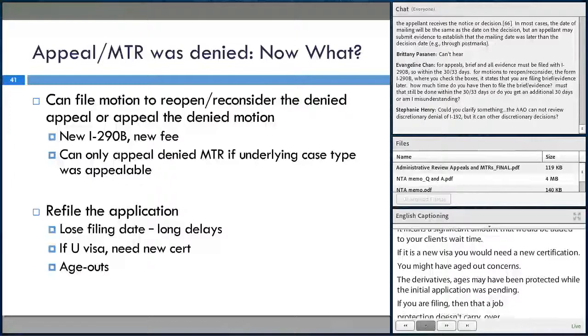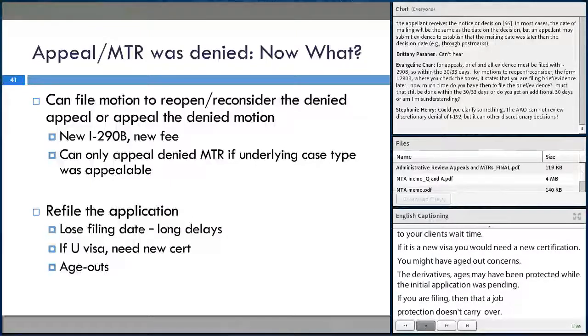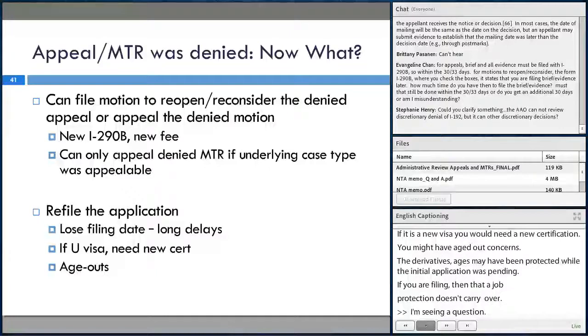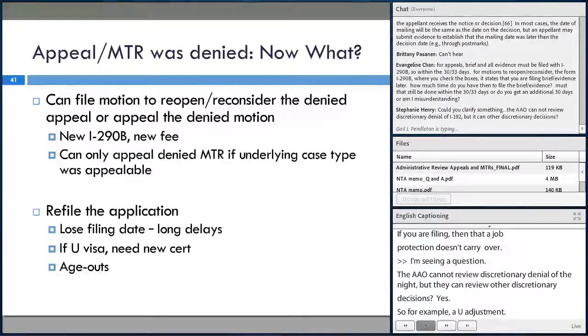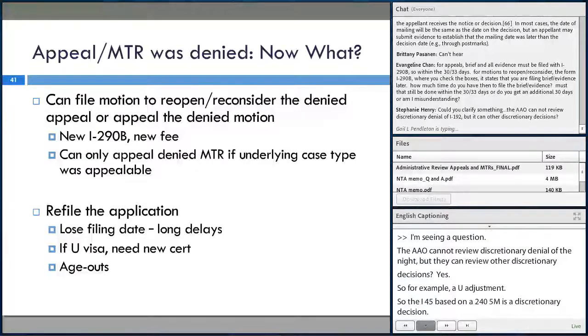Okay, so I'm seeing a question about this from Stephanie. The AAO cannot review discretionary denial of I-192, but it can, I assume you want to say review other discretionary decisions. Yes, so for example, U adjustments. So I-485s based on 245M are also discretionary decisions. The AAO can review appeals of 485 denials for U adjustments, right?